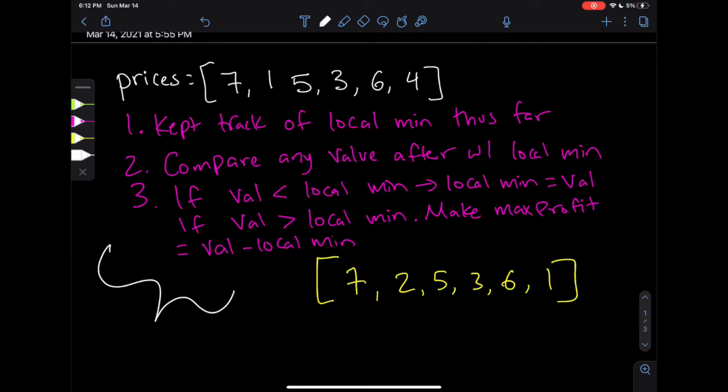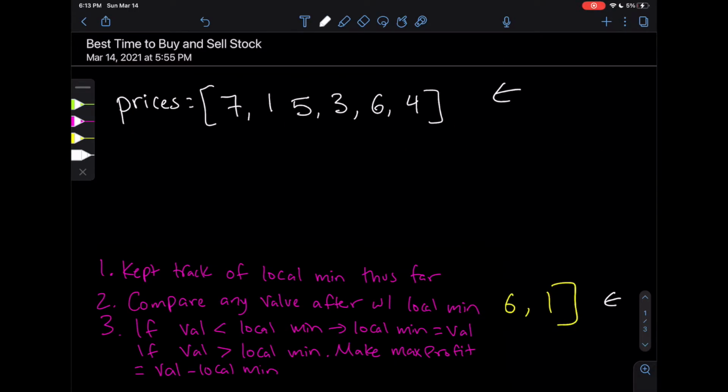So using these 3 steps, we can find the max profit. So let's run these 3 steps on this example. And what I will do is keep these 3 steps on the side of the screen. So step 1, let's keep track of a local minimum. To me, it makes the most sense to set our very first value of our prices array to be the local minimum. That way we have something to compare to as we keep iterating through our array.